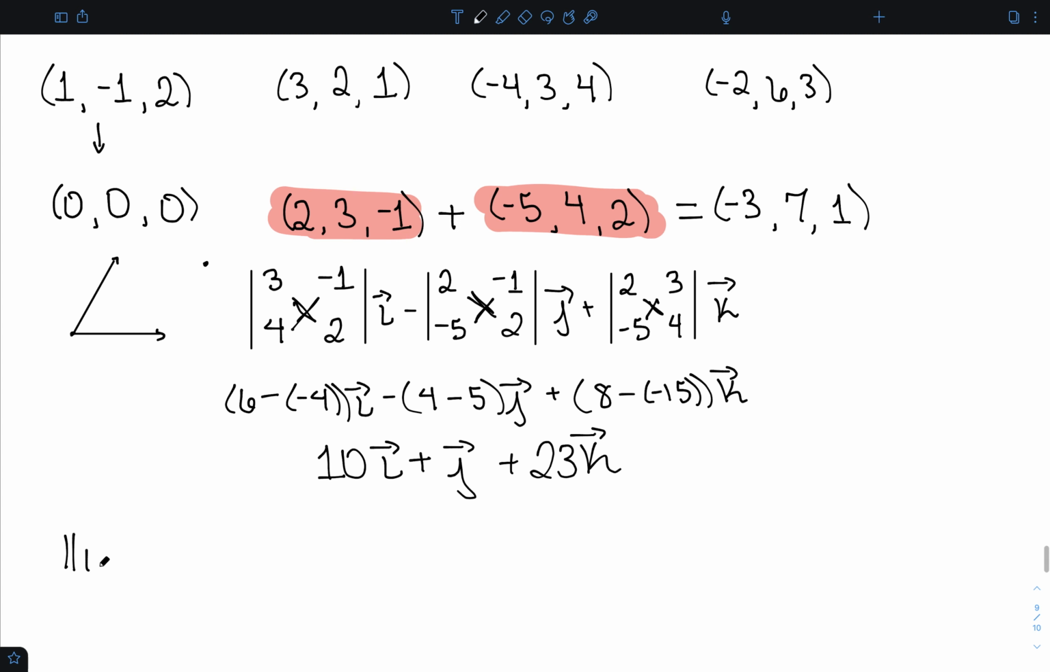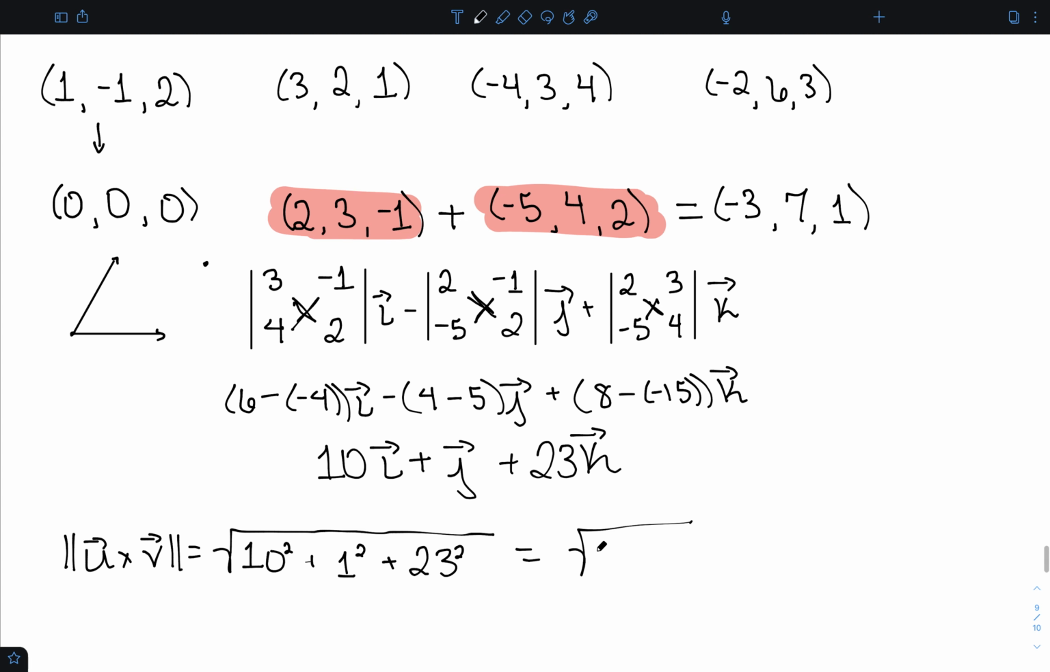Finally, we need to find the length of this cross product to get the area. The length is determined by the square root of 10 squared plus 1 squared plus 23 squared, which if you simplify gives us an area of the square root of 630 total units squared. So we have an area of the square root of 630.